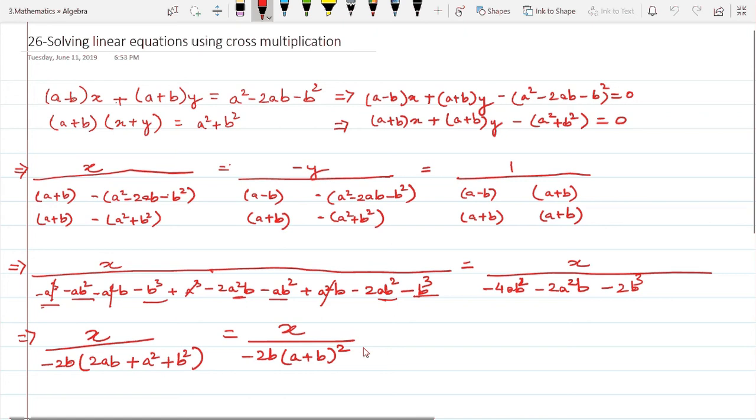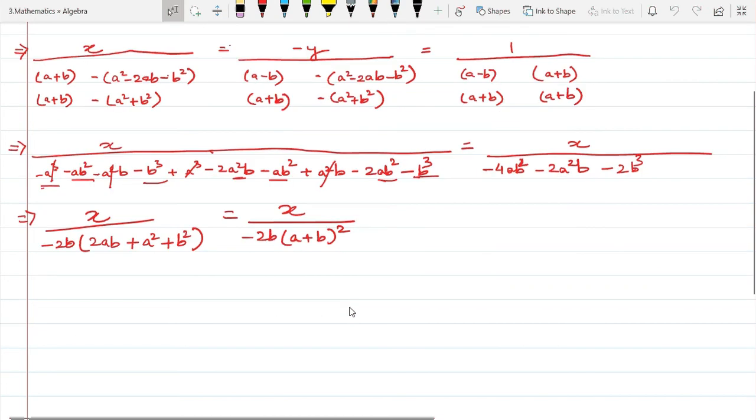Have I done it correctly? It is. I'm checking it again. It is minus 2b common, so I get 2ab, then I get a squared, then I get b squared. Yes, this is correct. Now let me do the same thing for y.